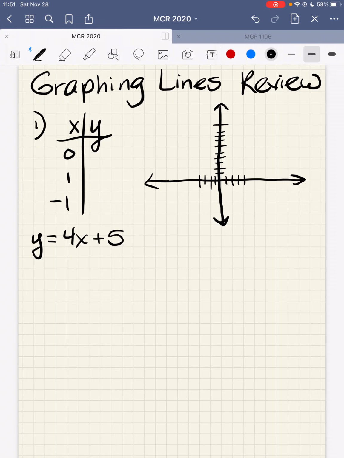All right, guys, so welcome back. We're not done really with graphing lines, so we are going to go ahead and do a brief review before we jump into our next topic.